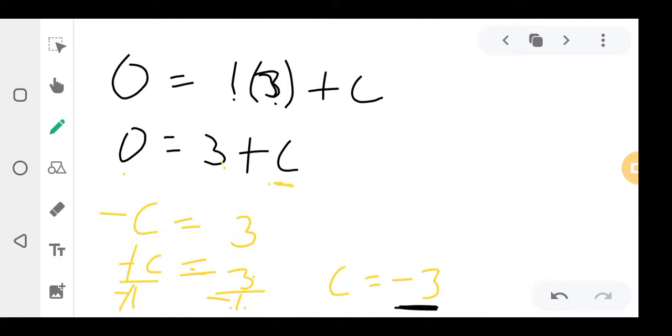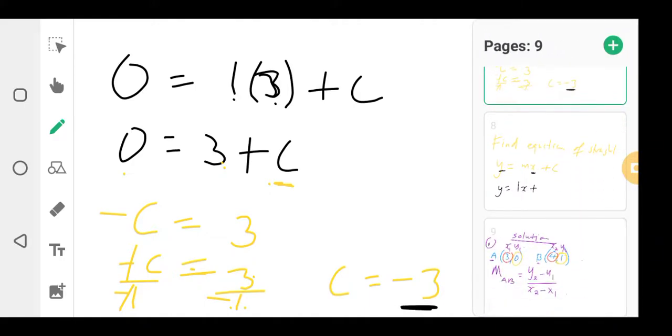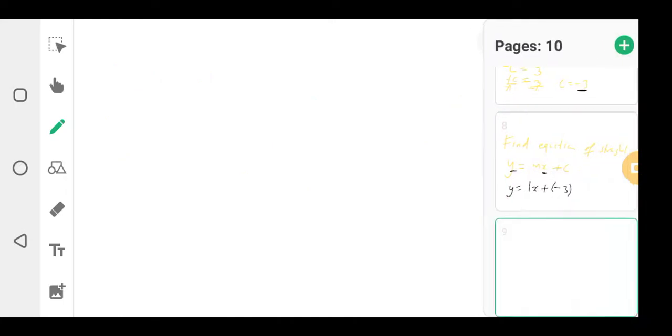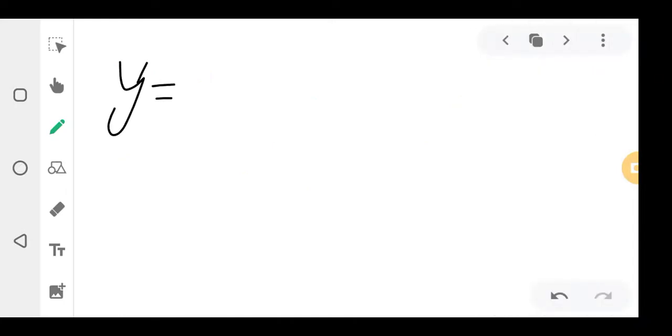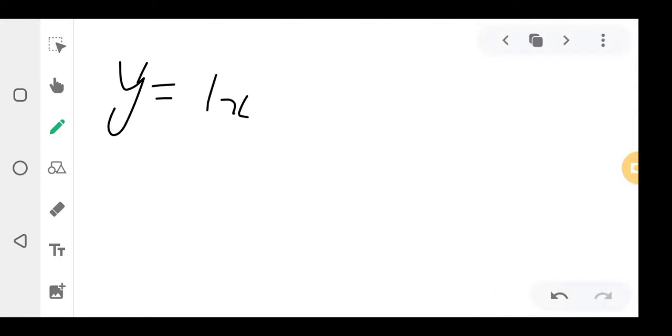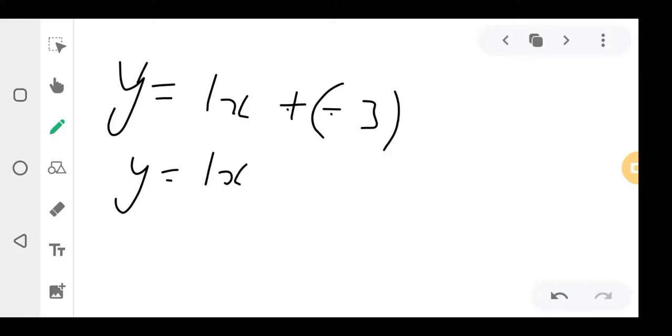C is here, negative 3. So on C I'll put what? On C I'll put negative 3. And then enclosed. So y is going to be equal to 1x plus negative 3. So y will drop. So 1x will come here. Positive times this negative become negative 3. So this is the final equation. I hope you have got a point and your mind has opened up.